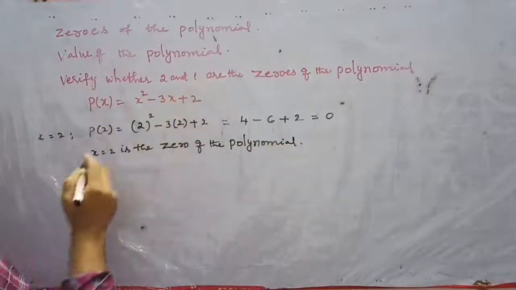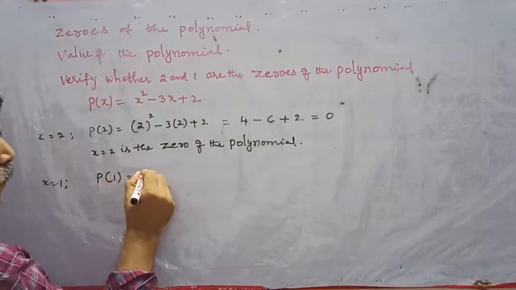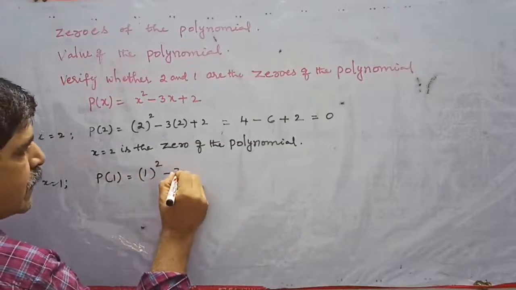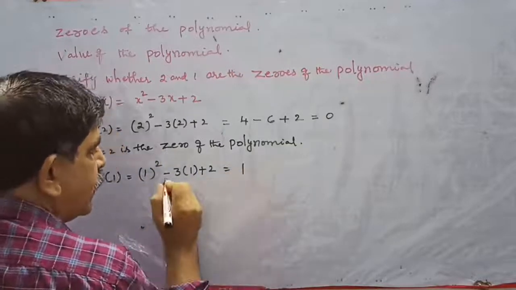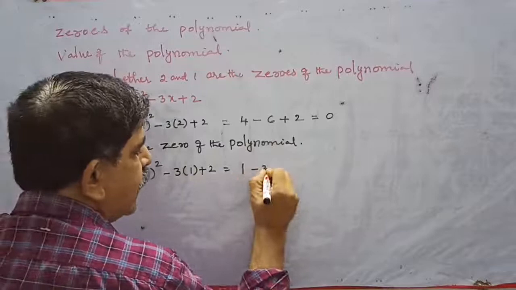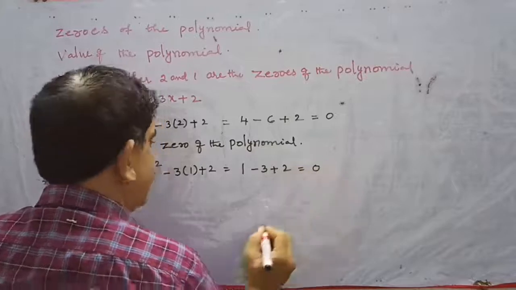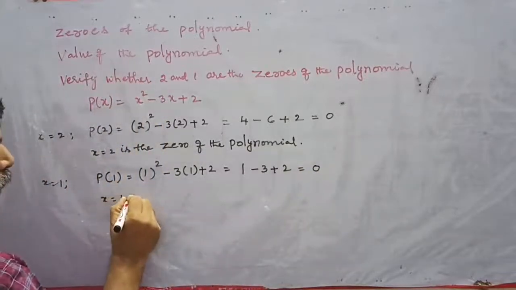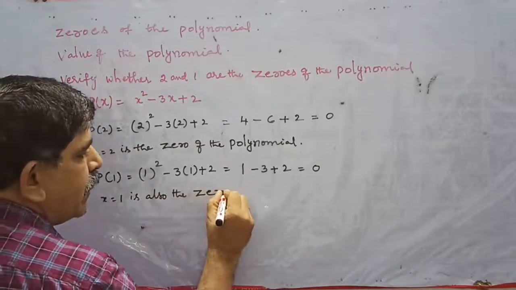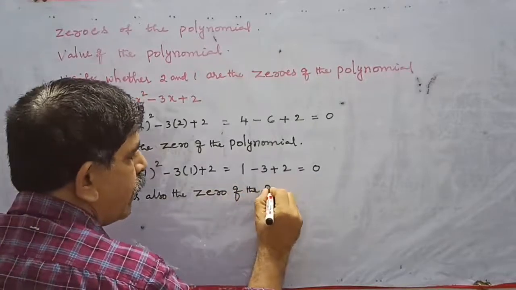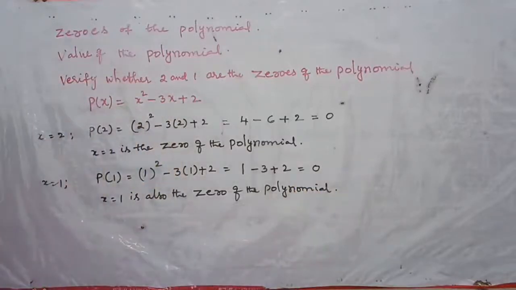Next one, x is equal to 1. So p of 1 is equal to 1 whole square minus 3 into 1 plus 2, that is equal to 1 square is 1, 3 1s are 3, minus 3 plus 2. 1 plus 2 is 3, 3 minus 3 is equal to 0. So x is equal to 1 is also the zero of the polynomial.